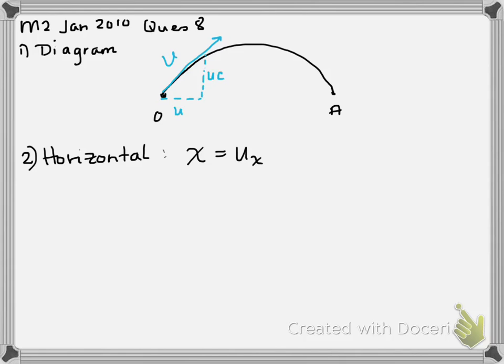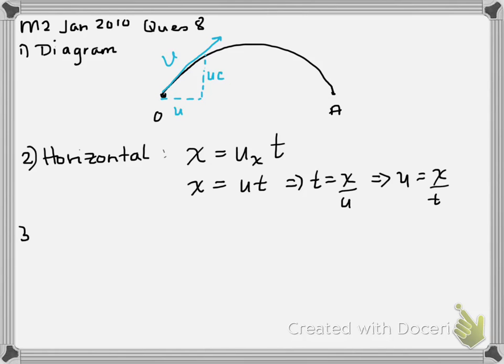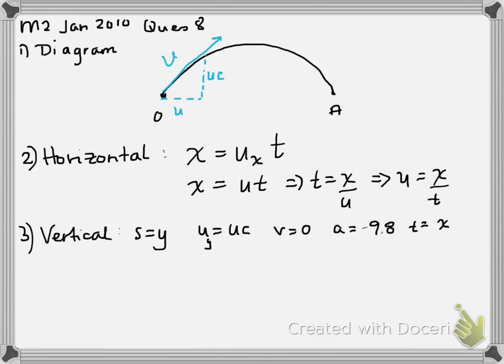And S equals UT, or in this case X equals UT. And you can do some rearrangings for T or for U or whatever you wish, because you'll need it in the vertical part. So we start with our SUVAT. Okay.